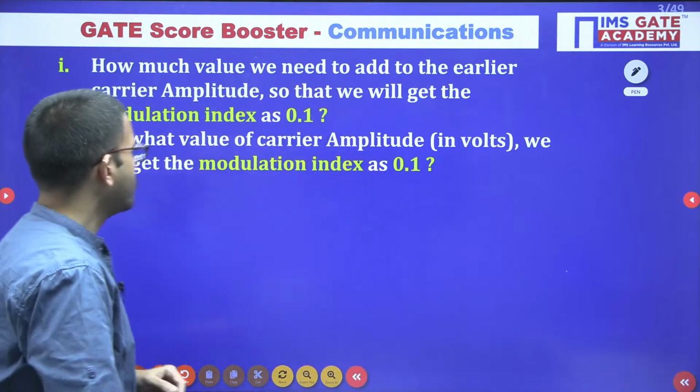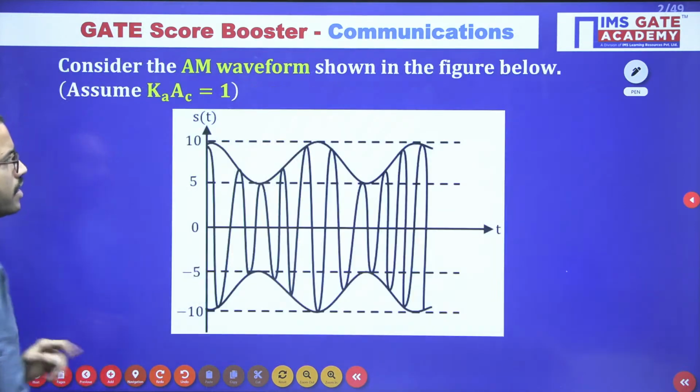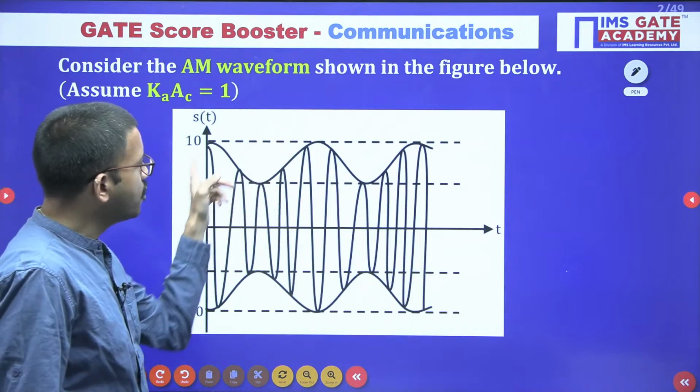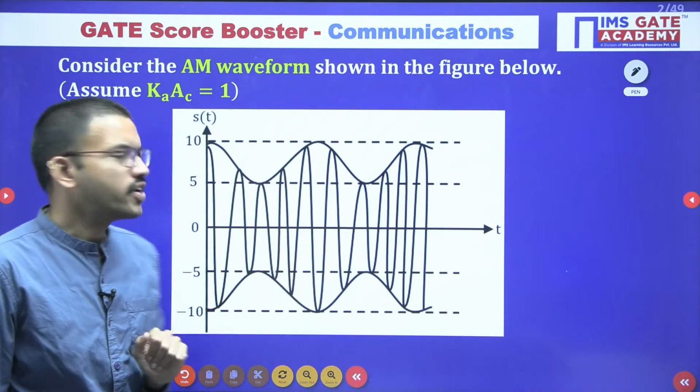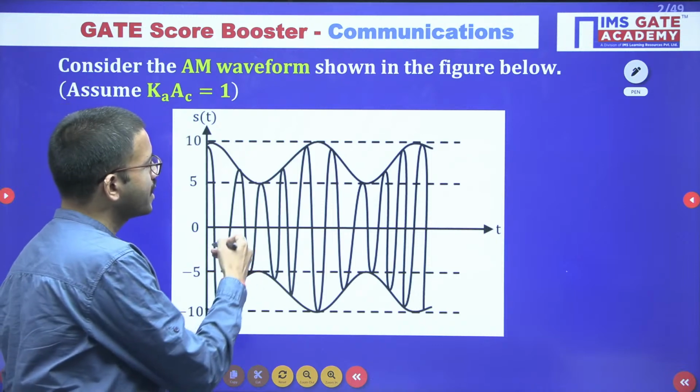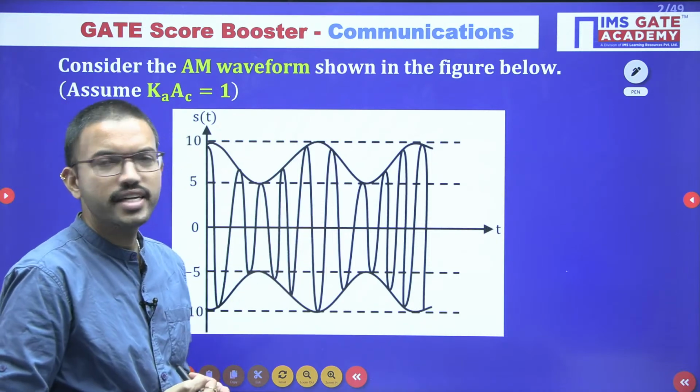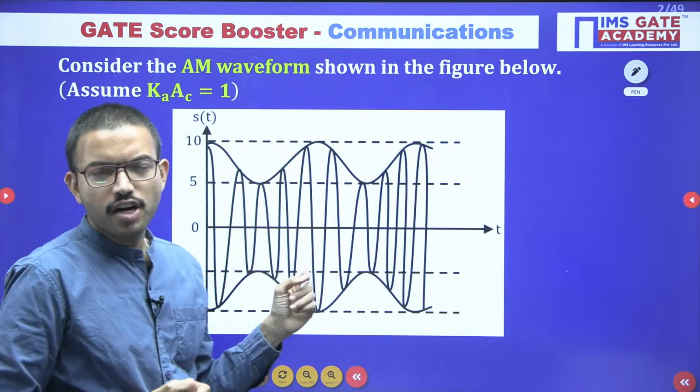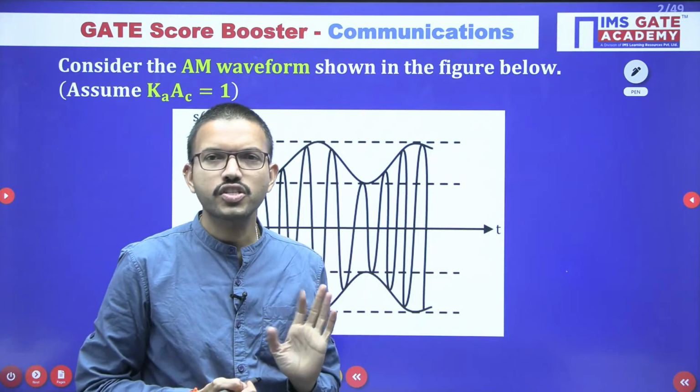Right. So here, if you observe, in this question I have given one amplitude modulated wave. That means it is a combination of carrier signal and message signal. So if you know the formula, you can directly solve this particular question.